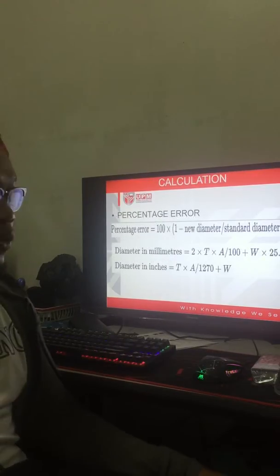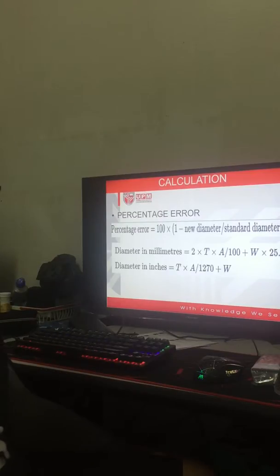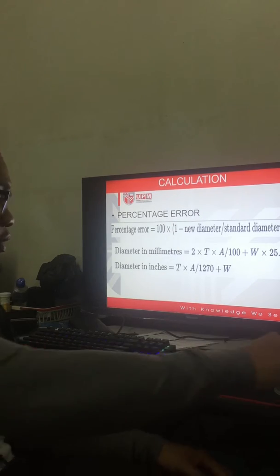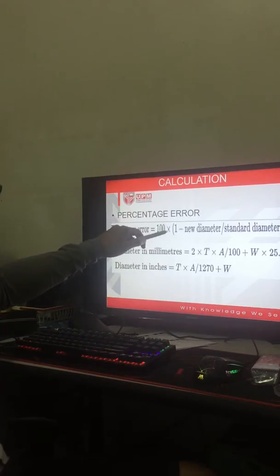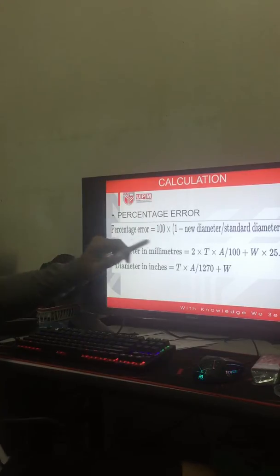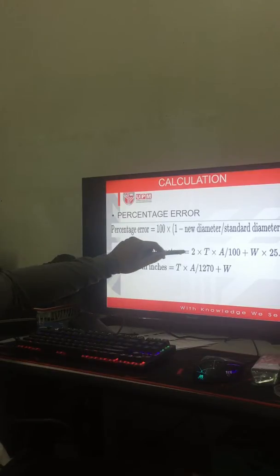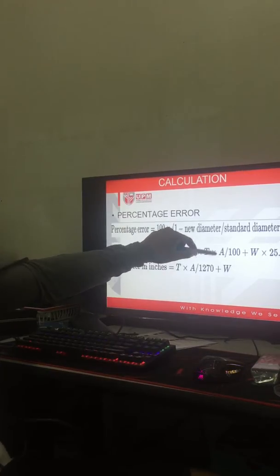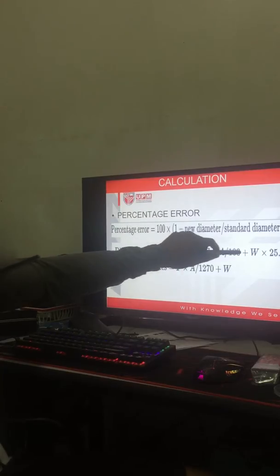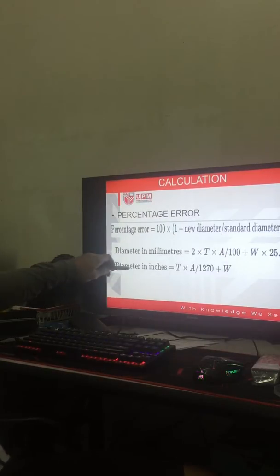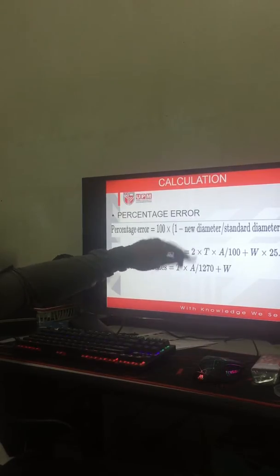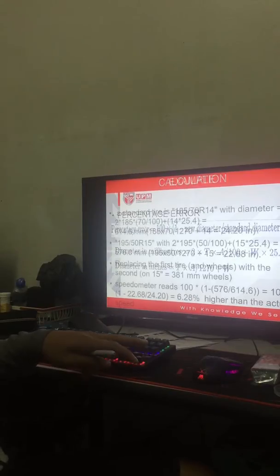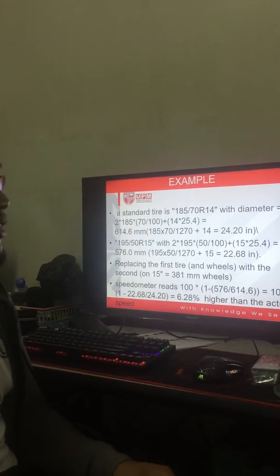Next, we're going to move to the calculation side, which is how we calculate the percentage error. As we can see in the slide, percentage error is 100 times (1 minus new diameter over standard diameter). We calculate the diameter in millimeters as 2 times t times aspect ratio over 100 plus width times 25.4. Diameter in inches is 2 times t times a over 100 times 25.4, plus w. Next, this is an example of how we calculate the error.